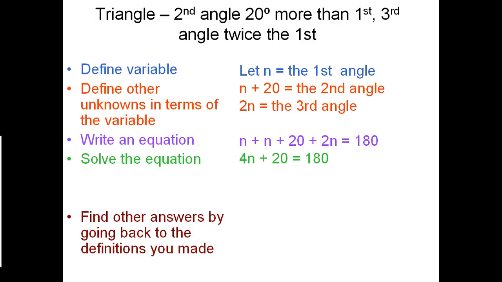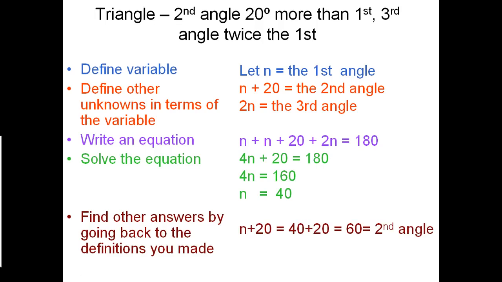I'm going to subtract 20 from both sides, and I get 4n is equal to 160. I'm going to divide both sides by 4, I don't show it here, and I get n is equal to 40. That's the first angle. We're going to have to find the second and third angle also. So we go back to this. We know that n plus 20 from back here is the second angle.